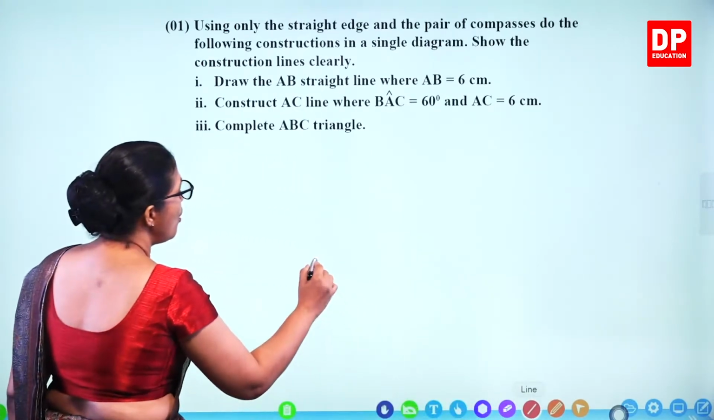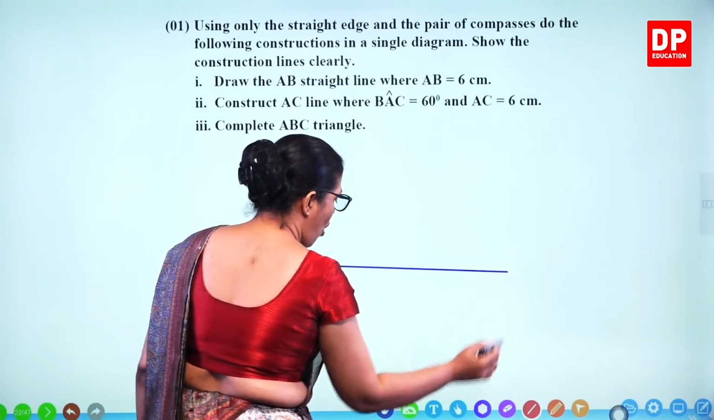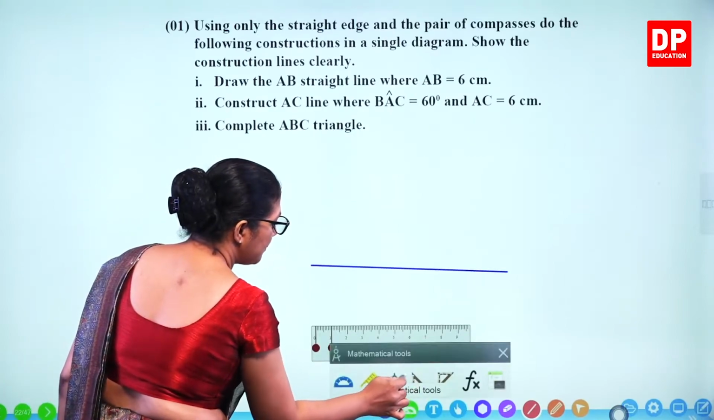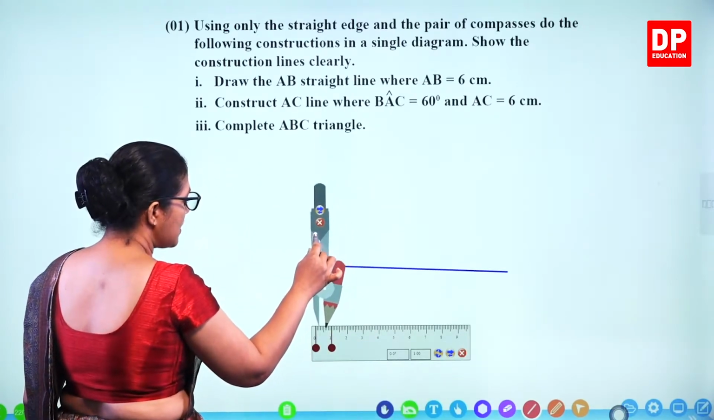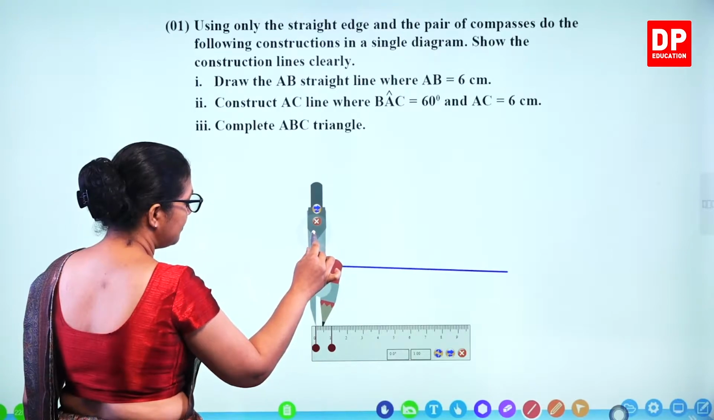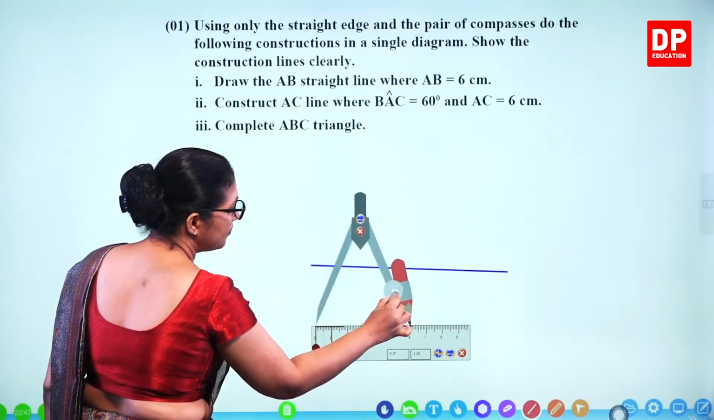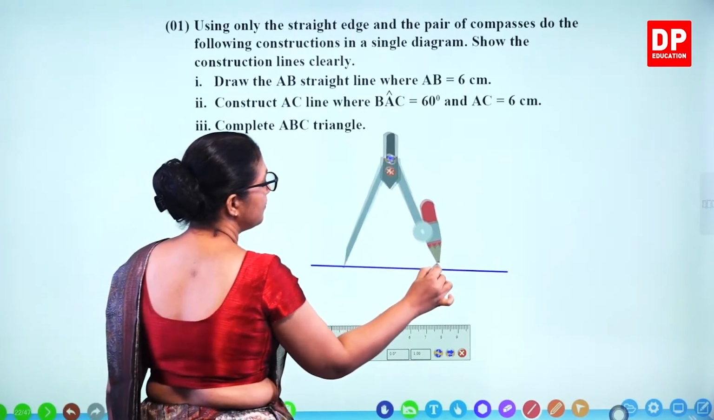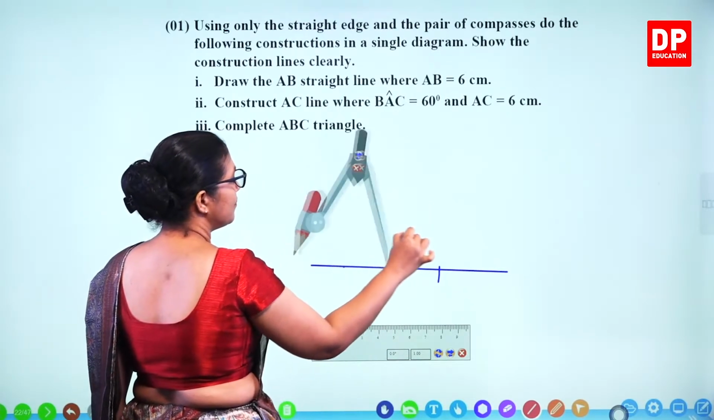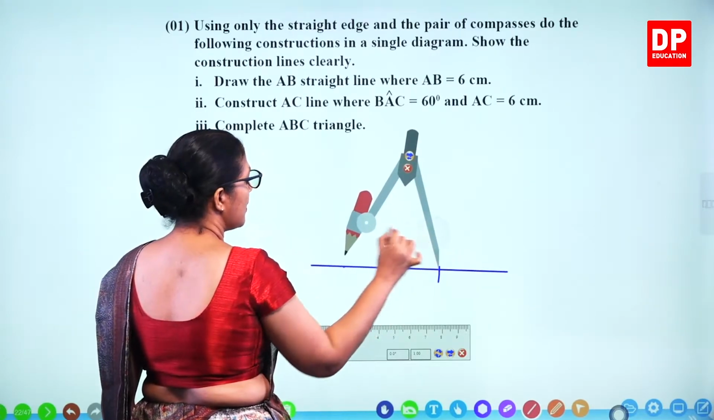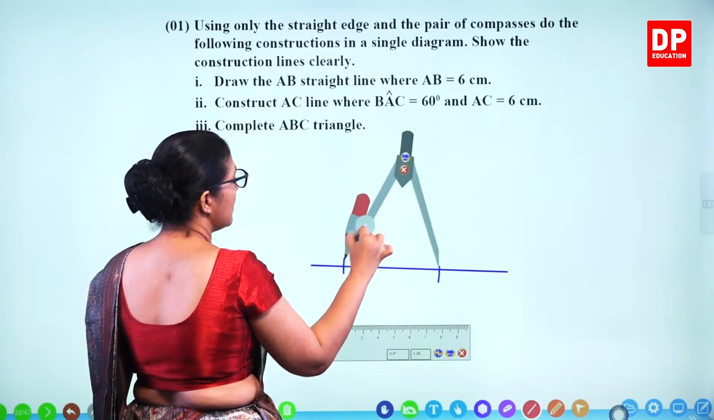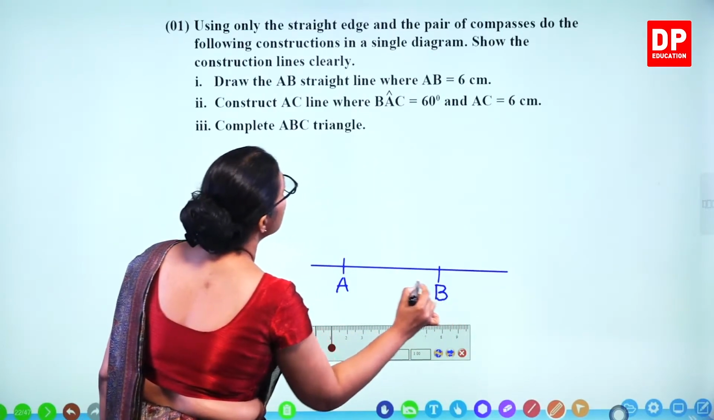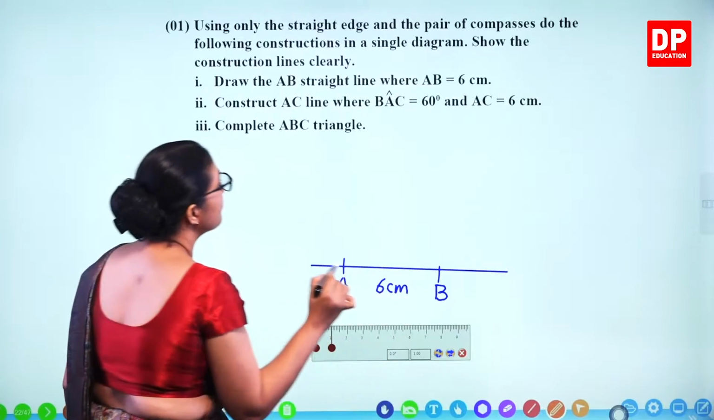So what you do? You take the ruler, draw a line, and then you take the compass, measure 6 centimeter length, and you can mark that on the line. So you can mark it both sides like this, and we can label it AB, that's 6 centimeter length.